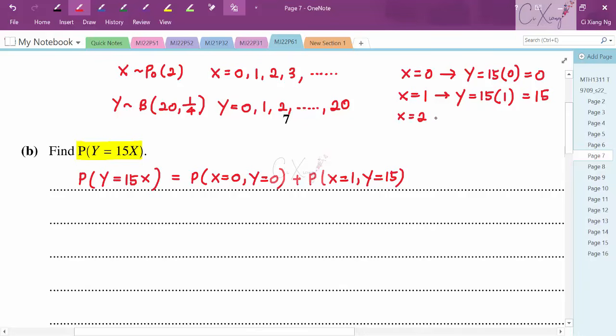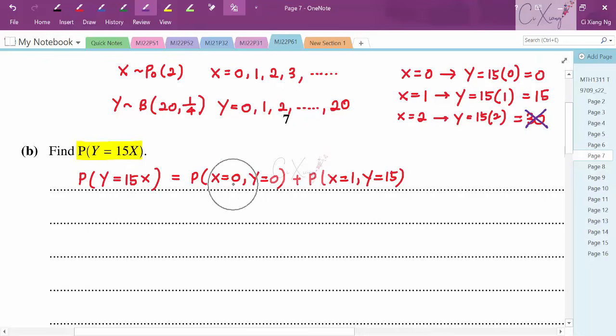Okay, so what is the next case? We will consider x equals 2. When x equals 2, if you substitute the value 2 into the equation, you have y equals 30. But you can see that y is binomial distributed, so it is bounded by the value of n. In this case, the maximum value for y can only be 20. But now if you substitute x into the equation, you have y equals 30, which means this is not a valid case. There's no such case where y equals 30. If you continue further, x equals 3, you realize the value for y gets bigger and bigger. Therefore, all these values we will just ignore. So for this question, there are only two possible cases where y can be equal to 15x.